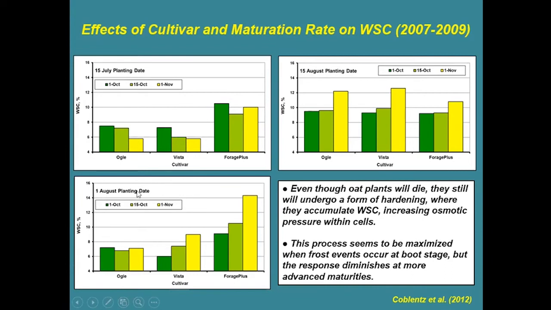By the time you get to an August 1st planting date, you'll see that the Ogle really is not able to take advantage of this because it's too mature. You start to see this effect. These Vista plants have been zapped by frost several times and they're starting to accumulate sugar, but you get a very dramatic effect with the Forage Plus, which is of course not as mature as the other two. By the time you get out to the late planting date, all of these entries are able to accumulate these concentrations of sugar in response to frost events.